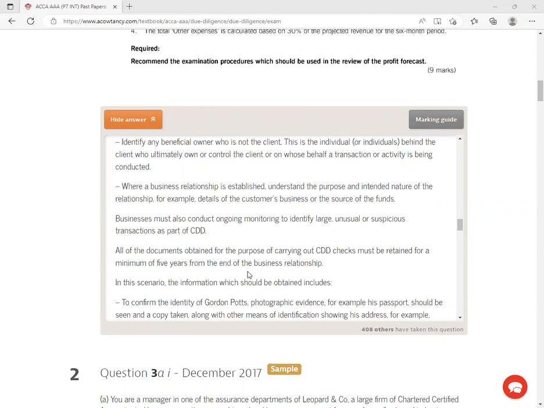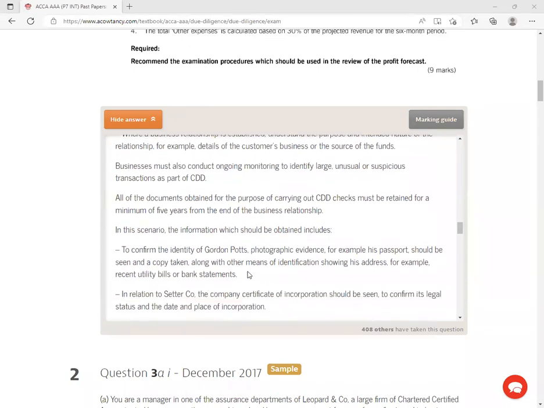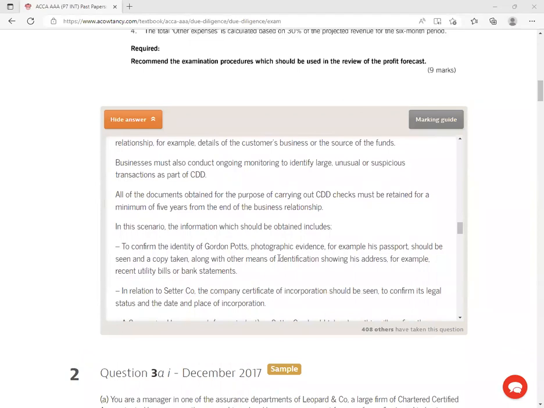So in this scenario, the information obtained should include confirming the identity of Golden Ports, photographic evidence, get their passports, and a copy taken along with other means of identification showing his address, for example, recent utility bills or bank statements for an individual. Tell them you want them to give you, for example, 3 months of water bill, electricity bill. They don't know why you are asking for that. Many times we've been asked for this information and we think that these guys are foolish. No, when you give your electricity bill, that is the best way of confirming your residence, where you're residing, right?